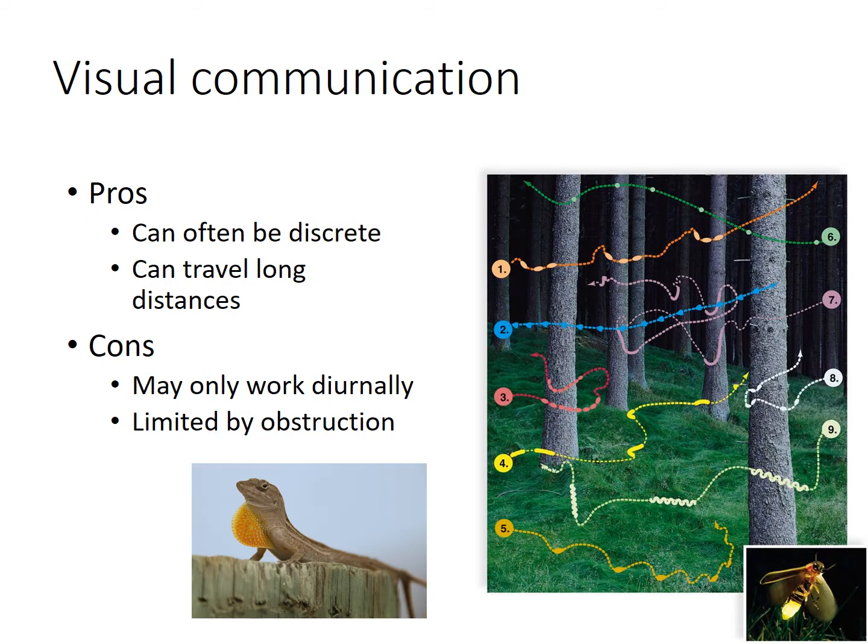Moving on to visual communication. So, using visual communication can be discrete. Basically, you might have good control over who's actually seeing it because you're not just broadcasting, for example, a chemical pheromone or a sound to everything in the forest. In the case of this Anolis lizard, you might just be flashing your dewlap at a potential mate. But not everybody's going to see that unless they're specifically looking at you.